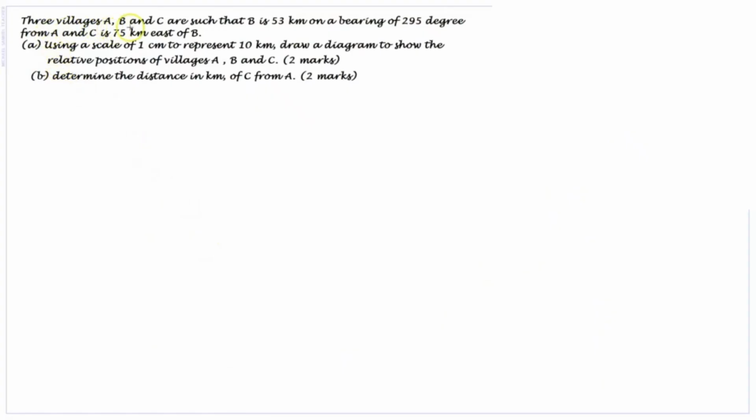So three villages A, B and C are such that B is 53 km on a bearing of 295 degrees from A, and C is 75 km east of B. Using a scale of 1 cm to represent 10 km, draw a diagram to show the relative position of villages A, B and C. Then part B will determine the distance in kilometers of C from A.